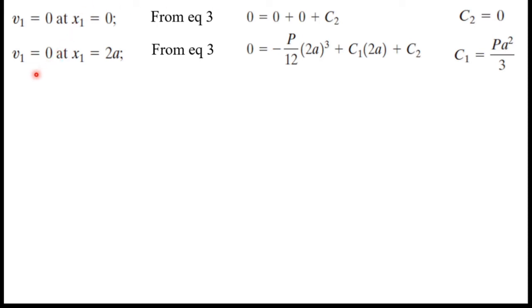Then I will substitute v1 equals 0 at x1 equals 2a. From equation 3 I can substitute those values. Now I know the value of c2, I found it before, it equals 0. So I can substitute it, then I can get the answer for c1. Okay, now I got 2 answers from 2 boundary conditions.